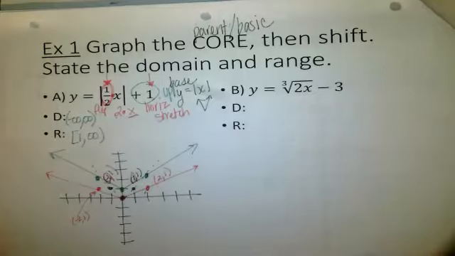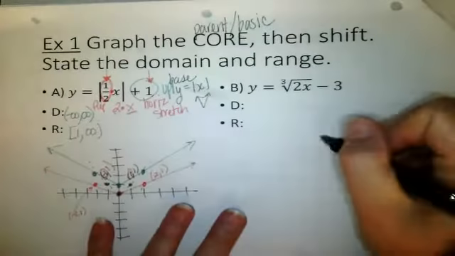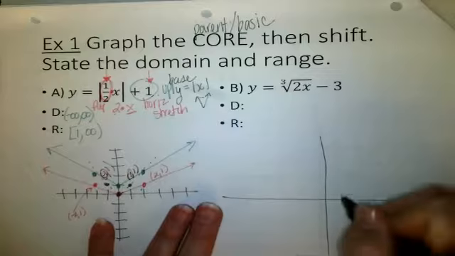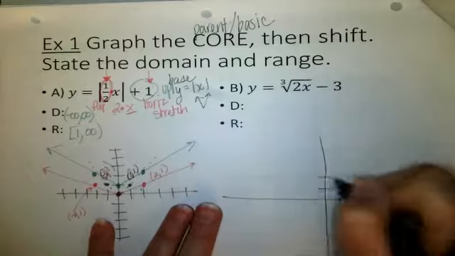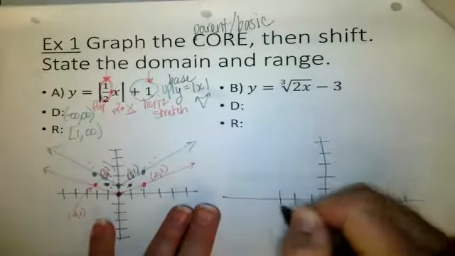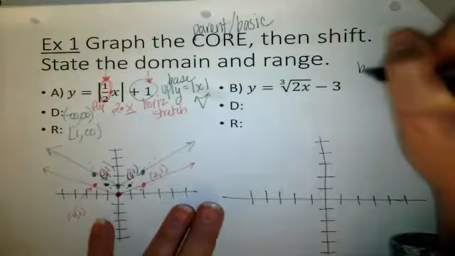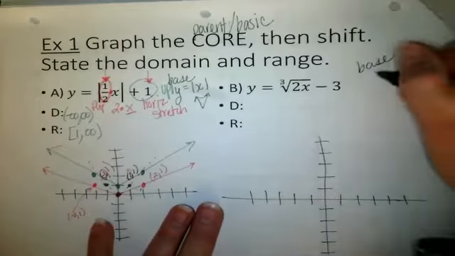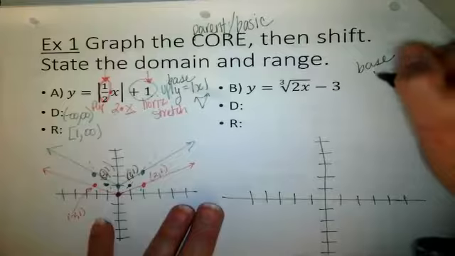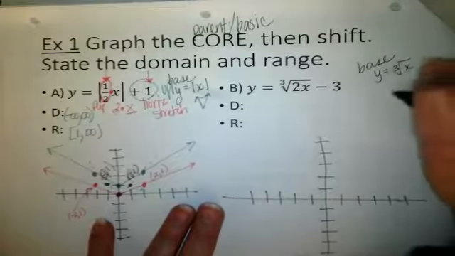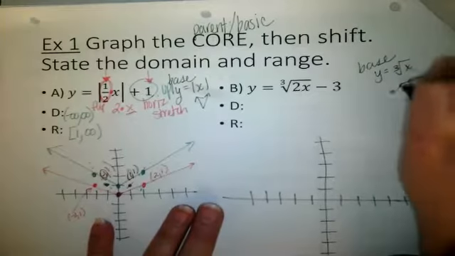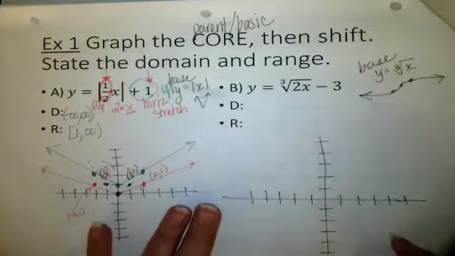Let's look at letter B. We have y equals the cube root of 2x minus 3. All right. What is our base graph that we're going to start with? The wave. Yeah, the base graph is the cube root of x, which is that wave function, or breaking wave.